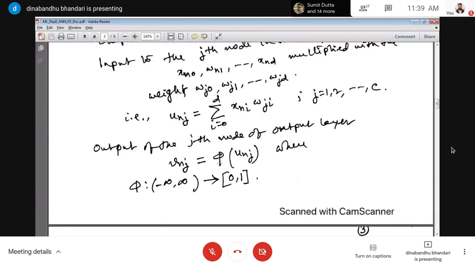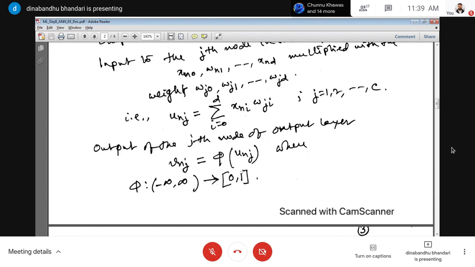Actually, this function maps a value between minus infinity and infinity, because this unj can be anything, since there is no restriction on this xni, right? The input feature value can be anything, and the weights also, I didn't put any restriction. They are some real number. So this weighted sum can be anything between minus infinity and infinity. So phi is a mapping. This is a function that maps a value between minus infinity and infinity to 0 to 1.